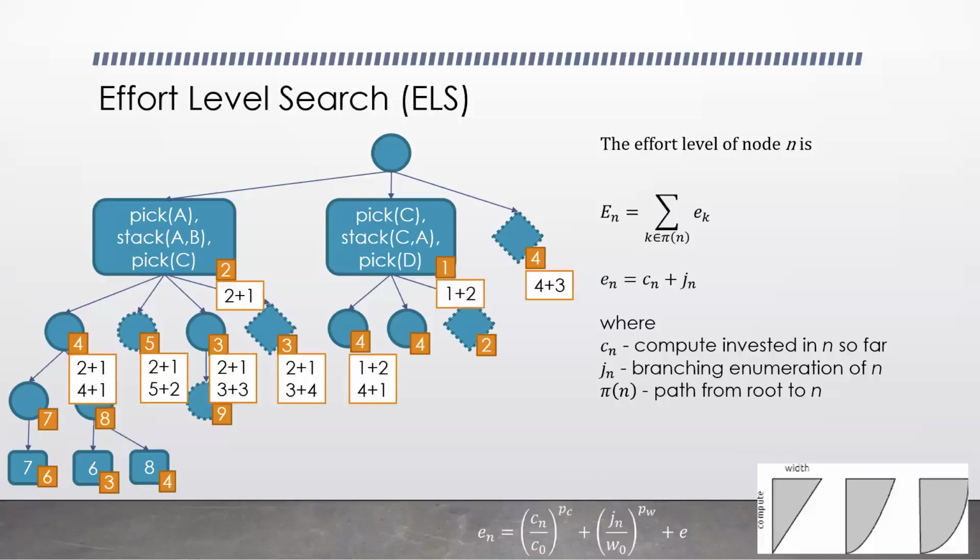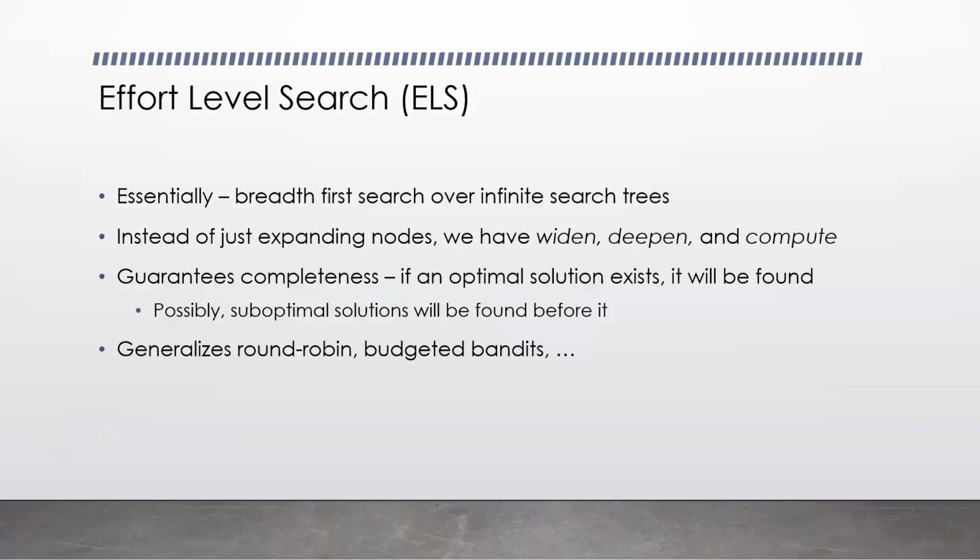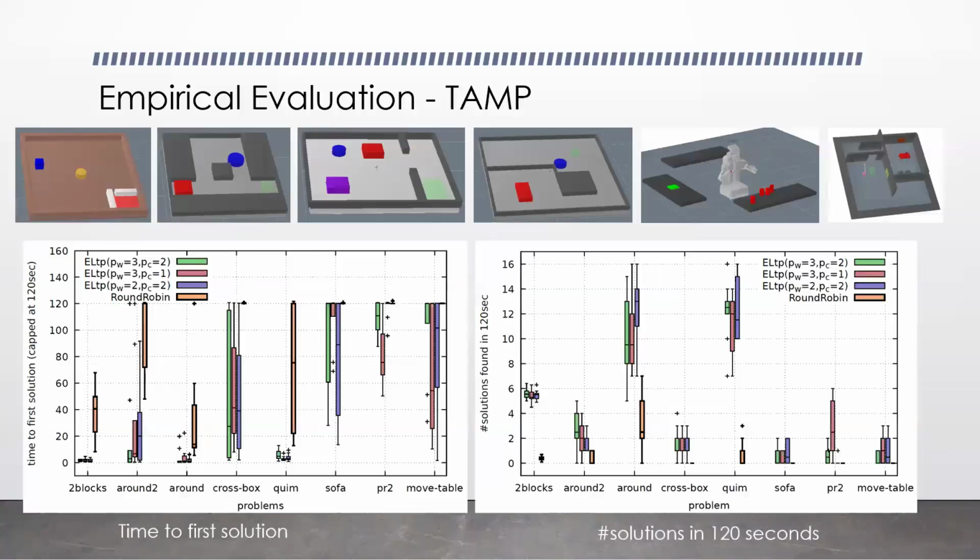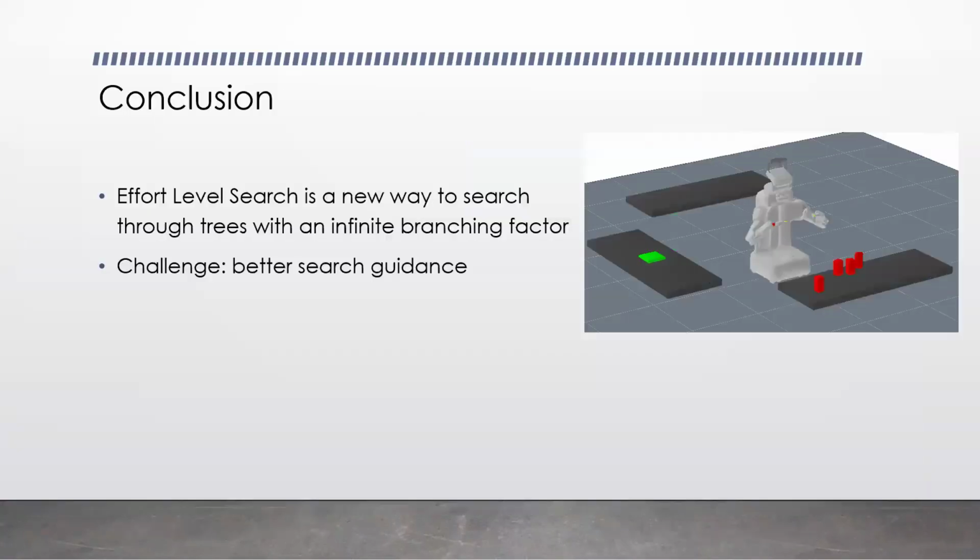This is just an example. Instead of just having these simple numbers, you can do these weird transformations and get this. It doesn't affect things too much, but it does allow you to simulate the budgeted bandits and things like that. Essentially, it's just a breadth first search, except it's over an infinite search. Surprise, surprise, it works, based on all of these benchmarks. So basically, this is a new way to search trees with an infinite branching factor.